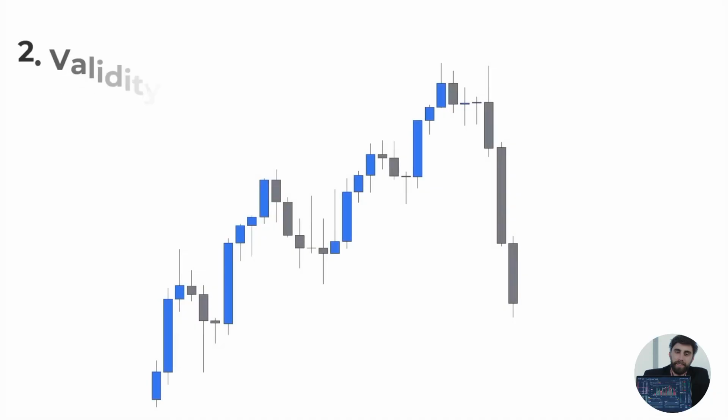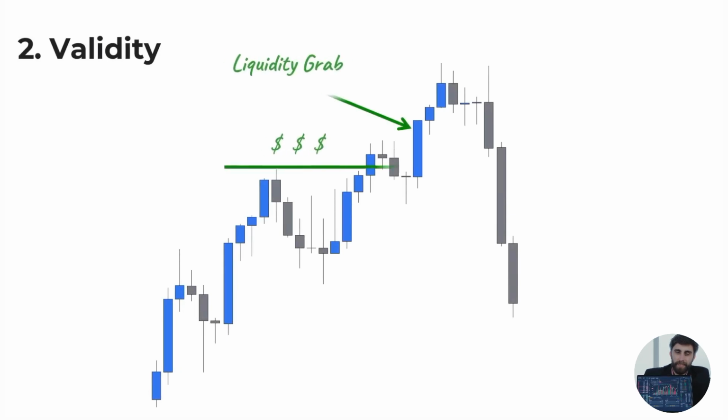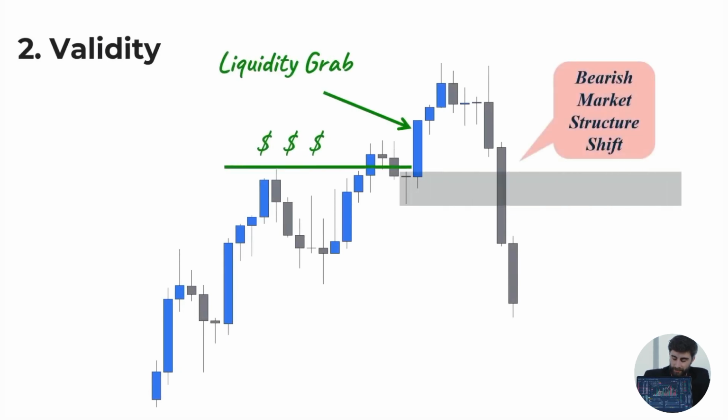Number 2. Validity. Make sure the breaker block you identify is valid. Breaker blocks are created by a run of liquidity before the market structure shift. Look for a sharp move with fair value gaps between the wicks that creates inefficiency.